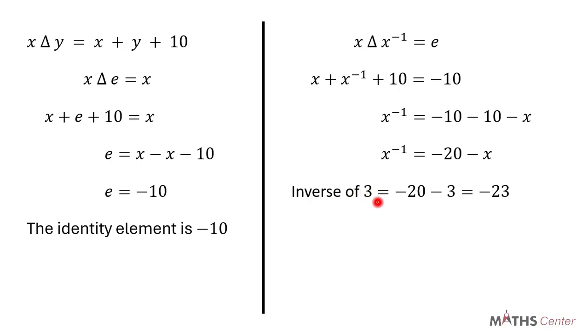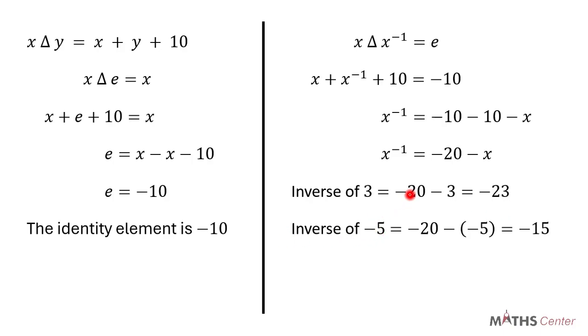So if we want the inverse of 3, we will substitute 3 into the inverse function. So where we see x, we will replace it with 3. So the inverse of 3 will be equal to negative 20 minus 3. And negative 20 minus 3 will give us negative 23. So under this particular binary operation, the inverse of 3 is negative 23.